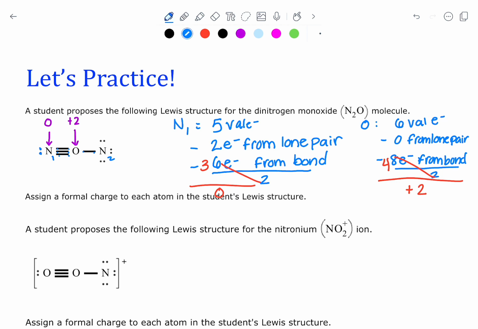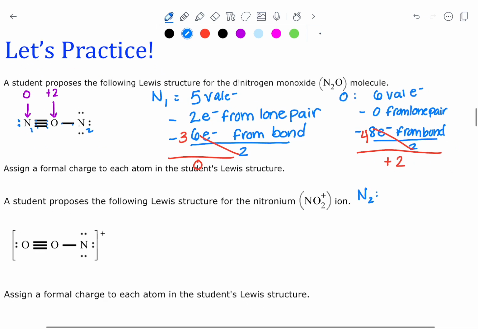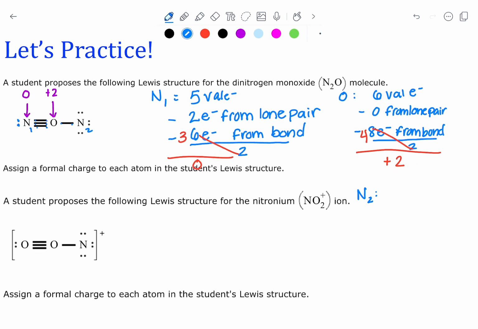Okay, we now have N2 here. N2 is going to be different from N1 because they have different numbers of lone pairs and bonds, so their formal charge is going to be different. So for this nitrogen, it still has 5 valence electrons. That is a consistent thing for all of our elements since we get that from the periodic table, not from the structure. For lone pairs, it has 1, 2, 3, 4, 5, 6 electrons in lone pairs.